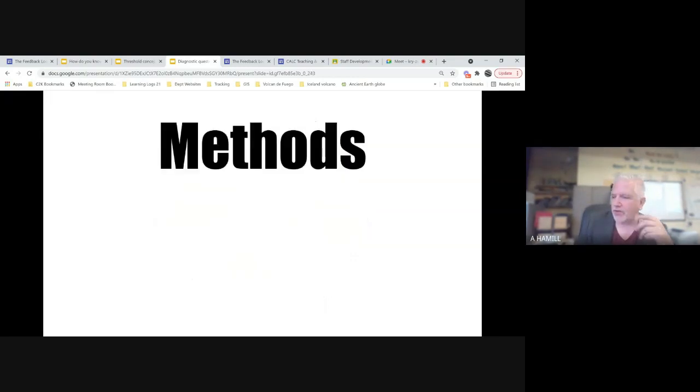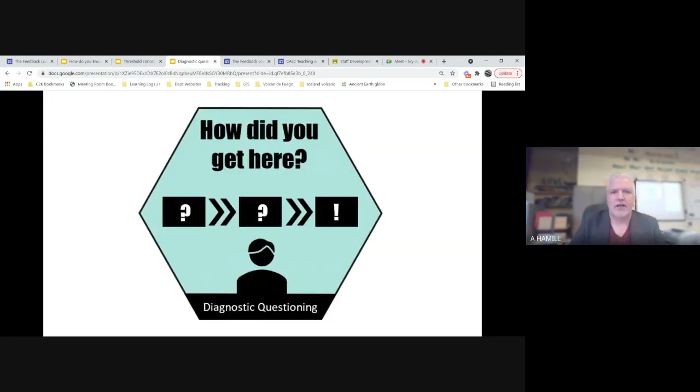Then we're moving on to the real practical methods. How did you get here? How did you work that out? Right. So if somebody gives you the right answer and they reply in just a phrase, what can you meaningfully diagnose about that pupil? Could they possibly have got the right answer for the wrong reason?